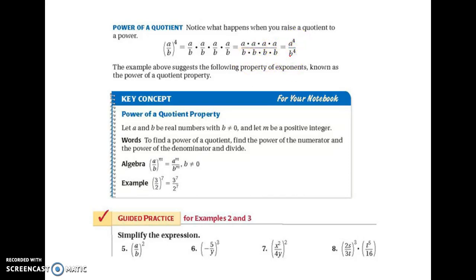So this is similar to our multiplication rule. When you have that exponent on the outside, you're just going to distribute it to everything on the inside.